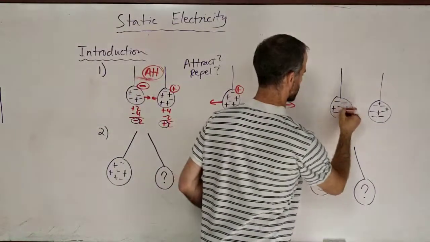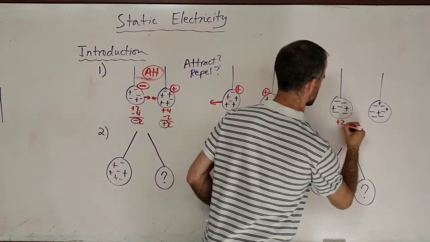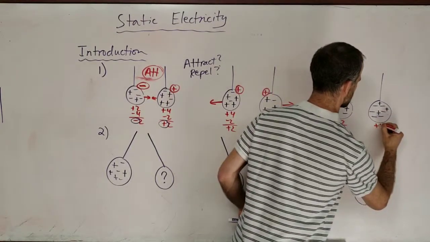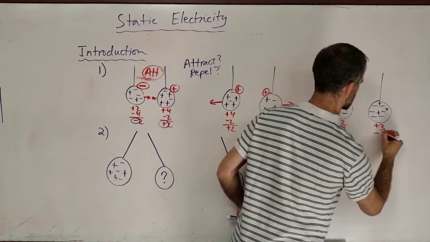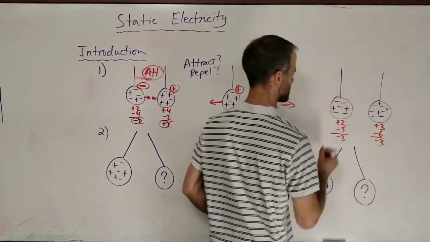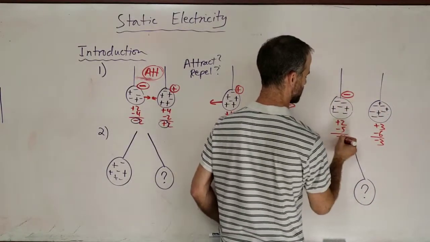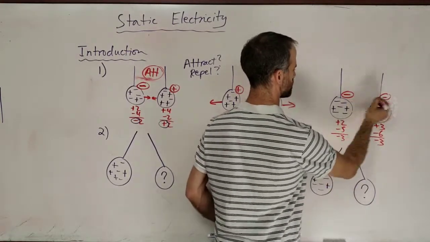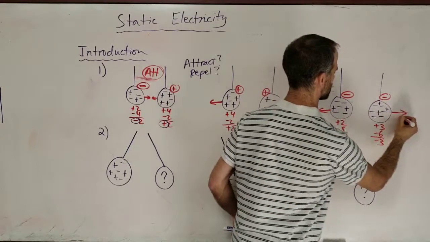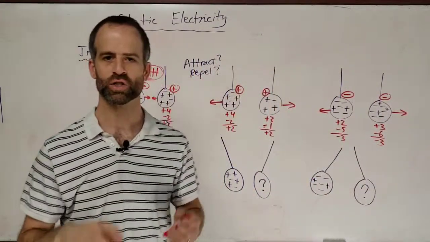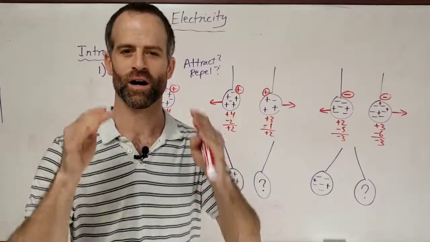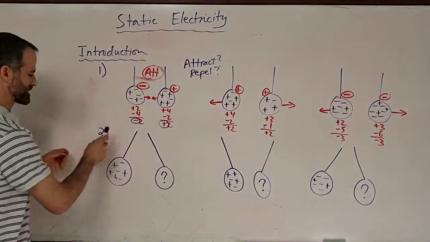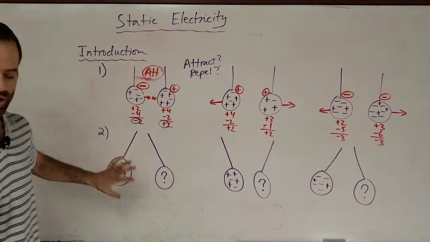Okay, last one. I have +2, -5, overall charge -3, +3, -6, that's overall -3. This one is overall negative. This one is overall negative. Similar charges repel. They are going to push away from each other. Okay, so never forget, opposites attract.